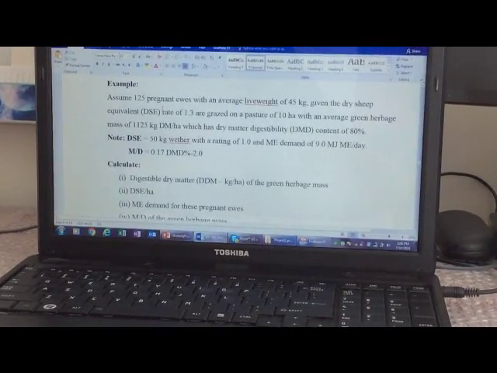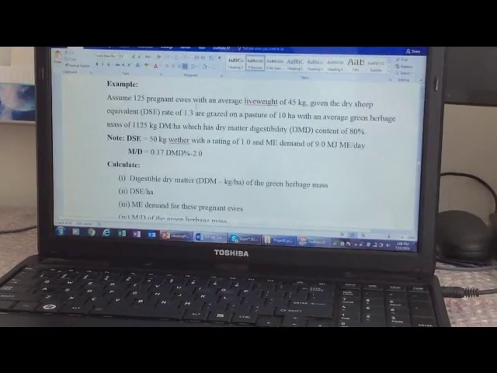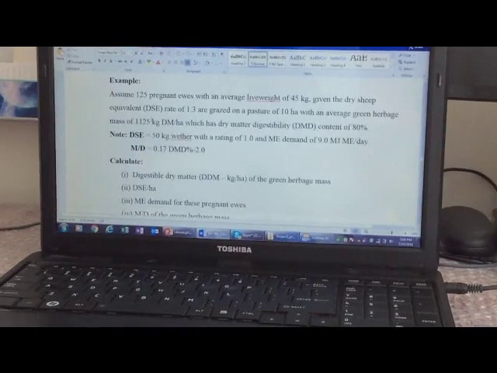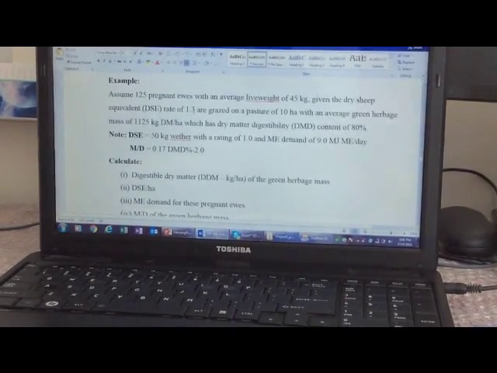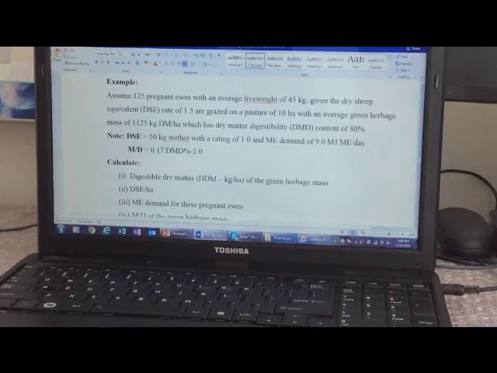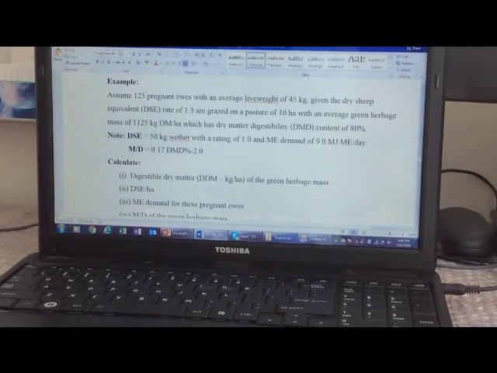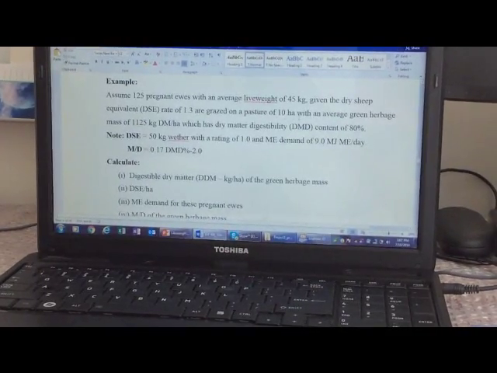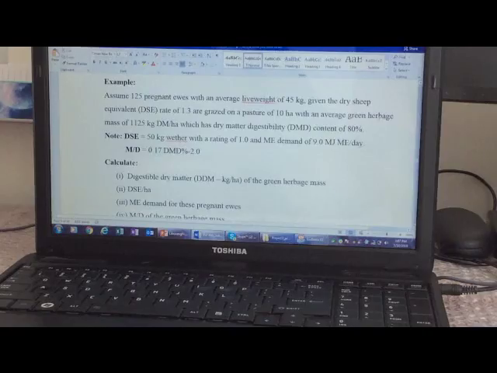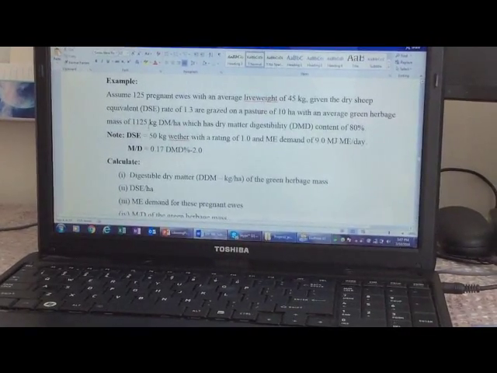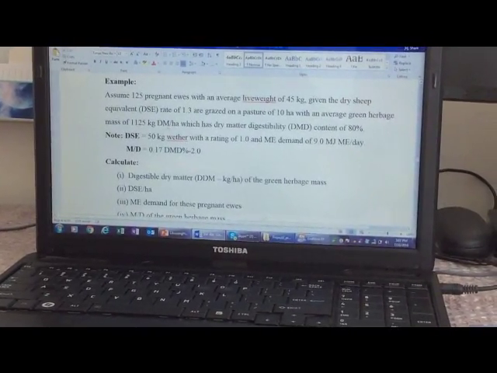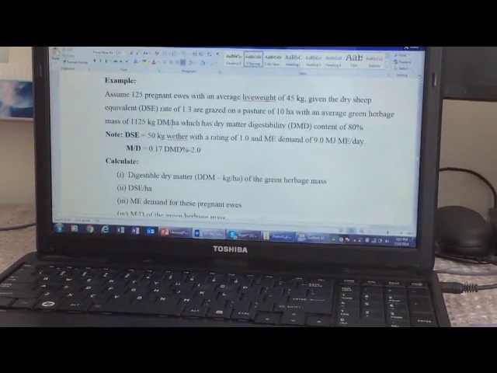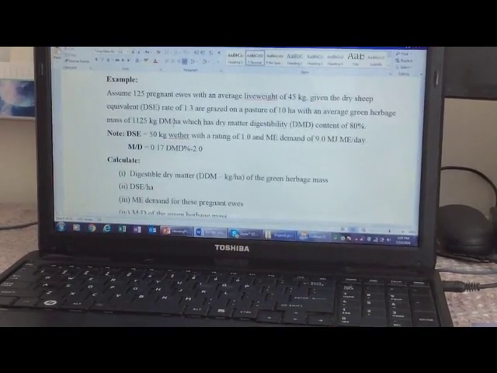We are assuming that we have 125 pregnant ewes with the average live weight of 45 kilos, and their dry sheep equivalent rate is 1.3, higher than that of the wether, which is 1. Why? Because they are pregnant, some of them are carrying twins, and they are grazing on a pasture of 10 hectares, and the green herbage mass in that pasture is 1125 kilograms dry matter per hectare. We haven't taken into account the dead herbage mass. Like I say, sheep are selective. They'll start selecting the green herbage first.